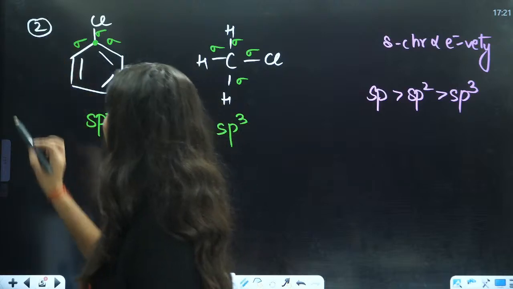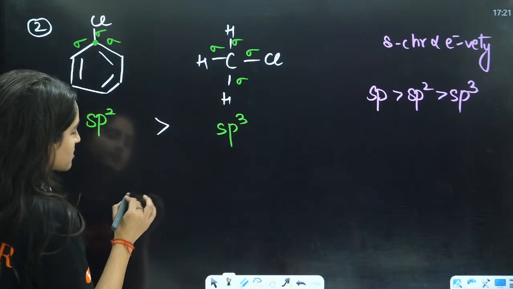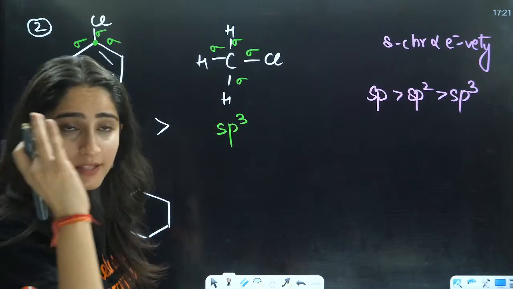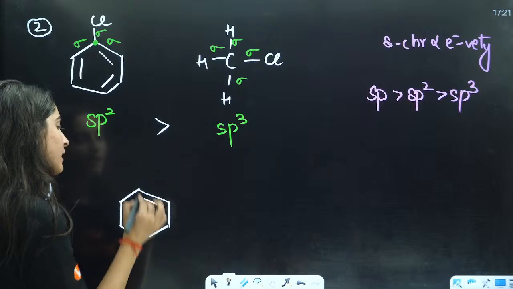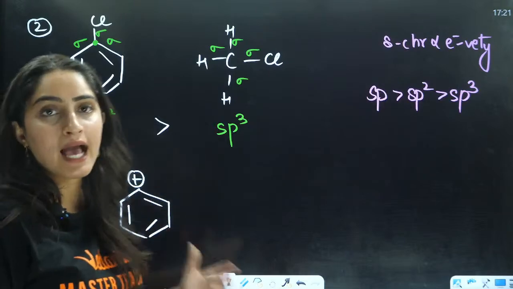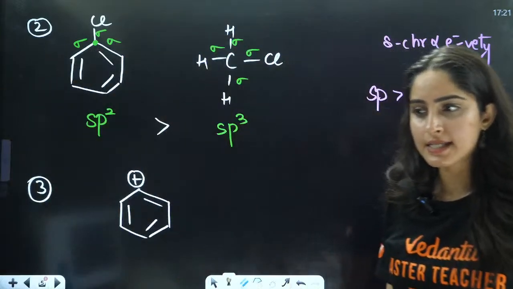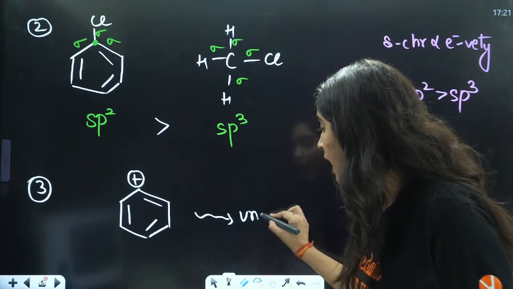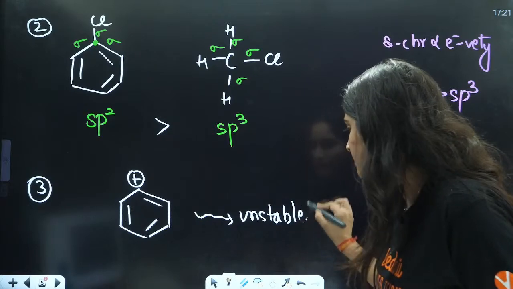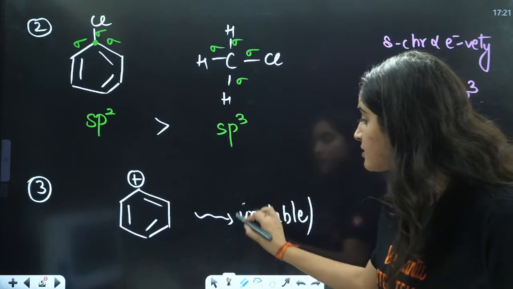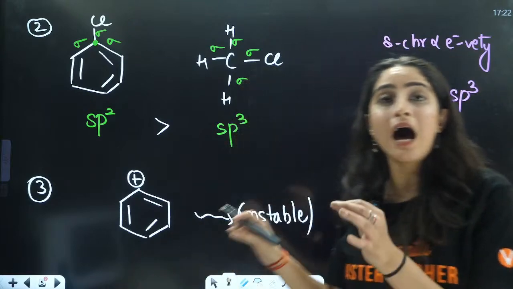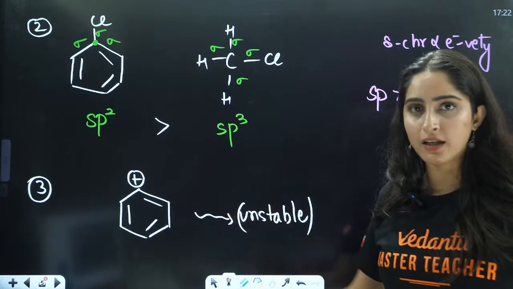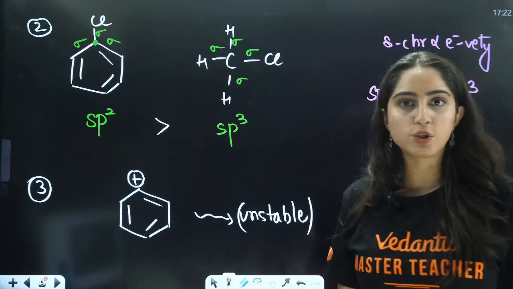Now, third, suppose I am successful, by hook or by crook, I break this bond, right? Now, after breaking this bond, what will I have? I will have this phenyl cation, right? And this phenyl cation is a very, very unstable species. It is not a stable species. Because of this unstable phenyl cation, it is difficult to break this bond, right?